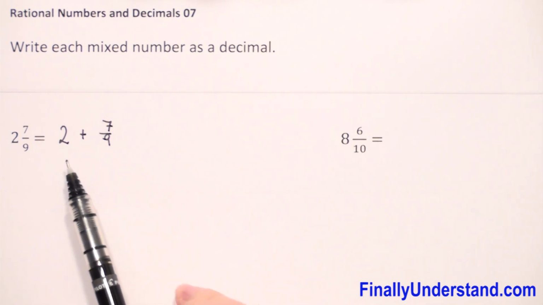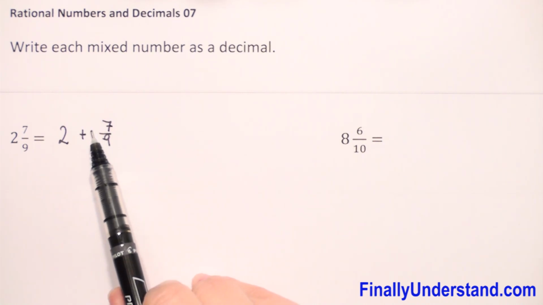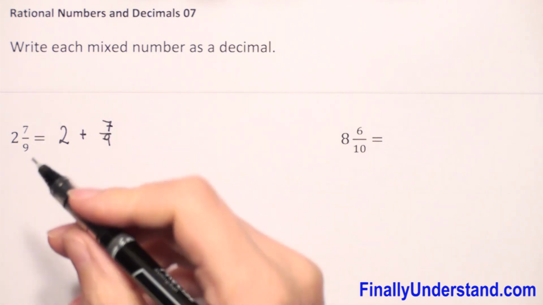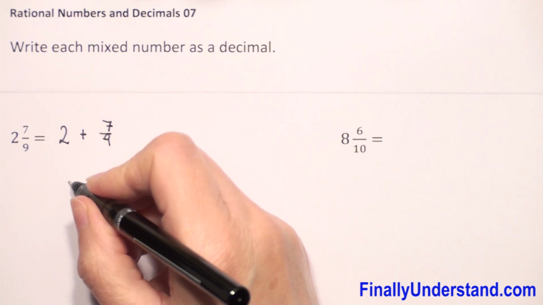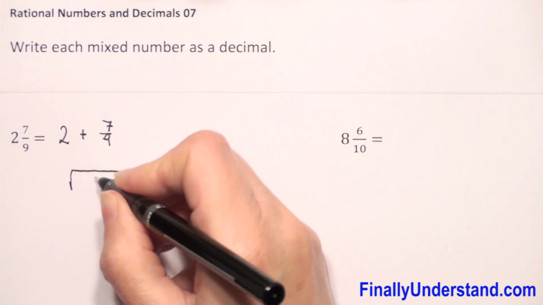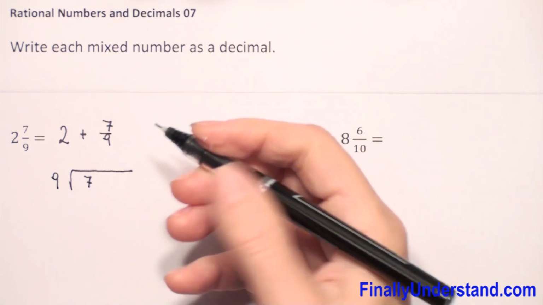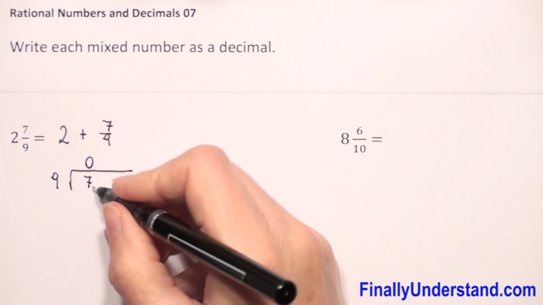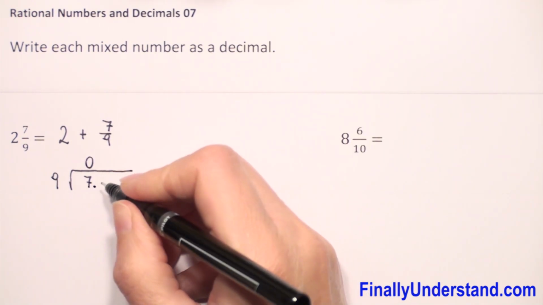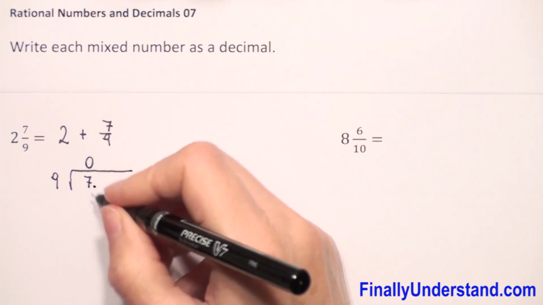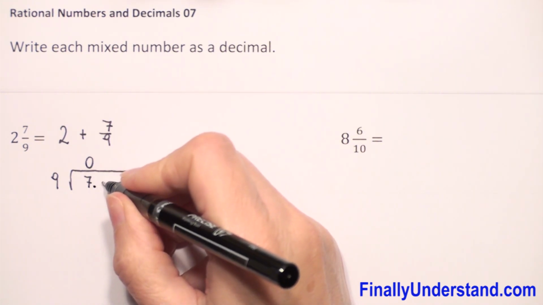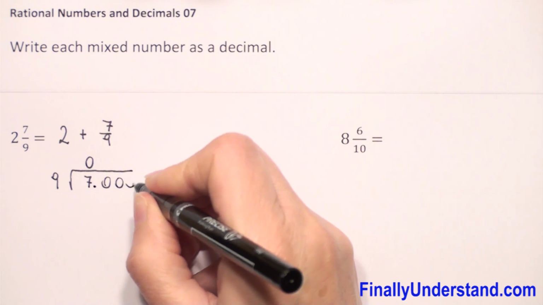Now 2 is a whole number, so we can leave it. We have to change only 7 over 9 to decimal. So we will do long division. We have to divide 7 by 9. How many times can you put 9 into 7? 0. Because of that, we have to add a decimal point after 7. It's always invisible after a whole number, and then a few zeros.